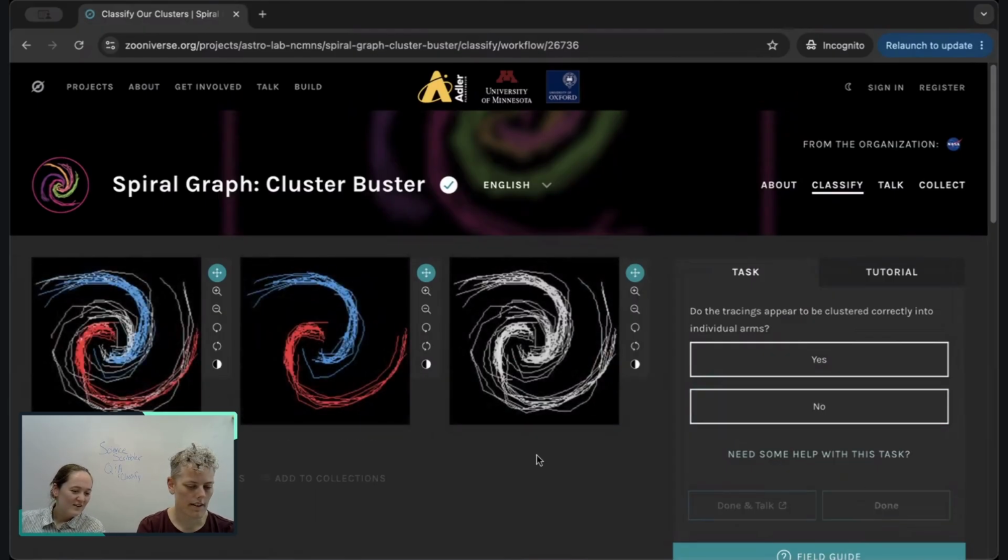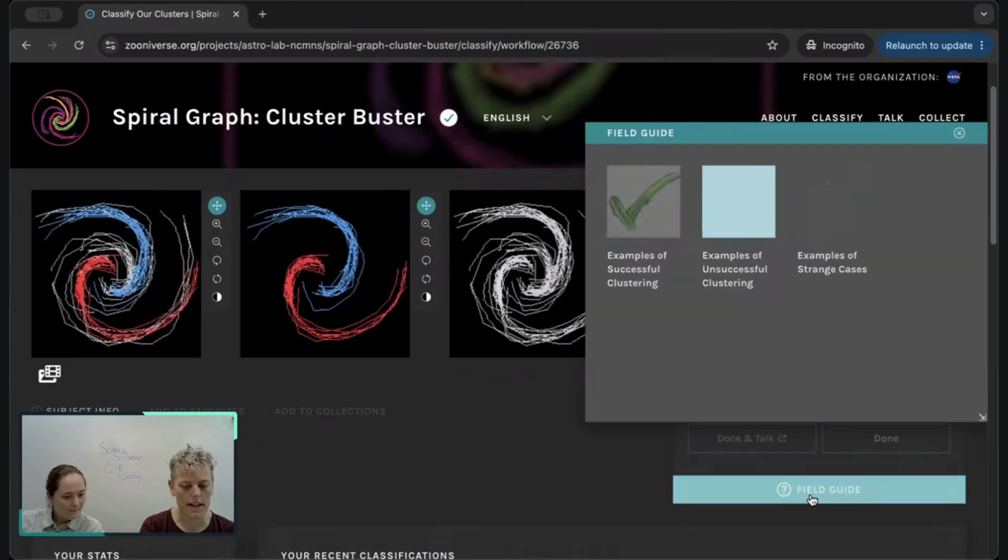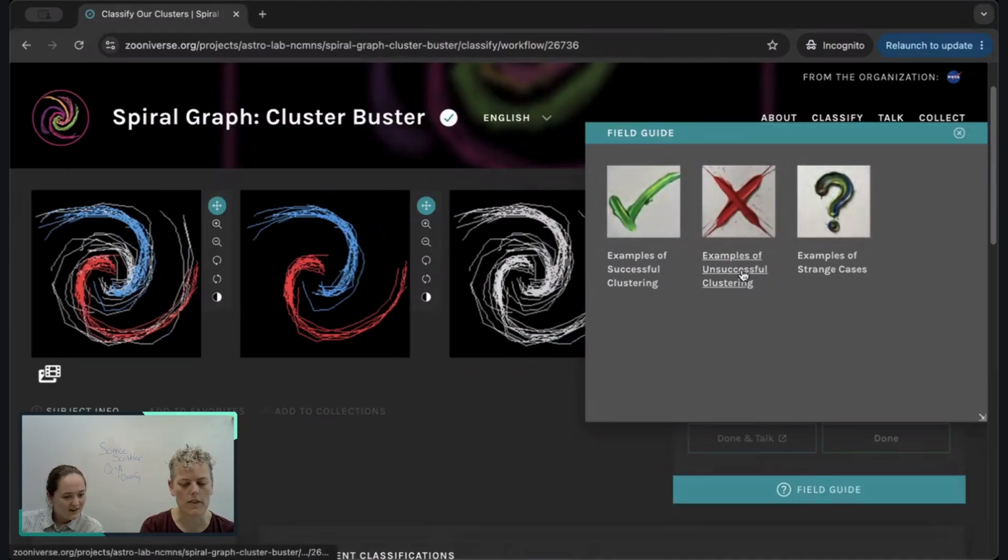Okay. This is an interesting one where I think maybe there could be a third arm that's been missed by the clustering. Just a really short, small one, like here or something, and then it's got a diffuse tail that joins in with that, maybe. Interesting. Let's have a look at the field guide because I feel like it'll show more examples. Let's look at examples of unsuccessful.